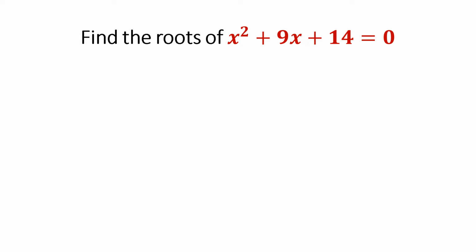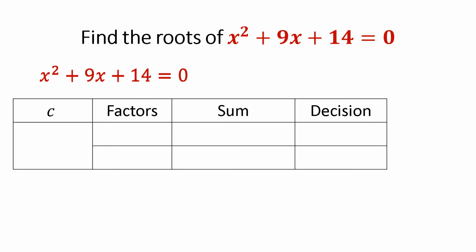Let's have an example. Find the roots of x squared plus 9x plus 14 is equal to 0. So the quadratic equation is x squared plus 9x plus 14 is equal to 0. We have emphasis on the c, which is 14. Now, I have here a table that we could use to have some analysis. Now, the c is 14. Now, let's get a factor of 14, which is 1 times 14. So 1 plus 14 is equal to 15. That is not our target because our target should be 9. So we need to reject that.